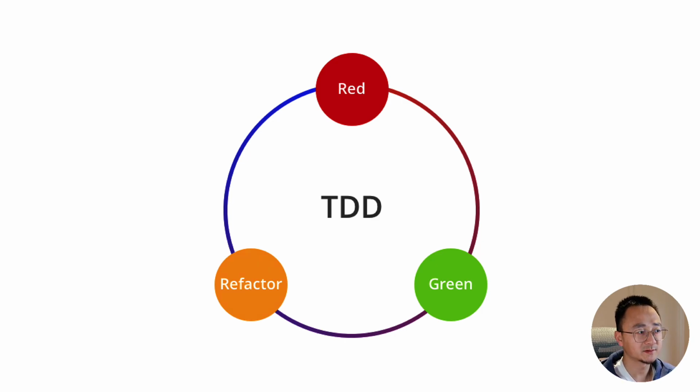Sometimes you might skip the refactoring because the implementation is so simple. It's just a fake string kind of thing. So you can skip that and then jump into the next red-green-refactor loop. So this is a typical TDD red-green loop.